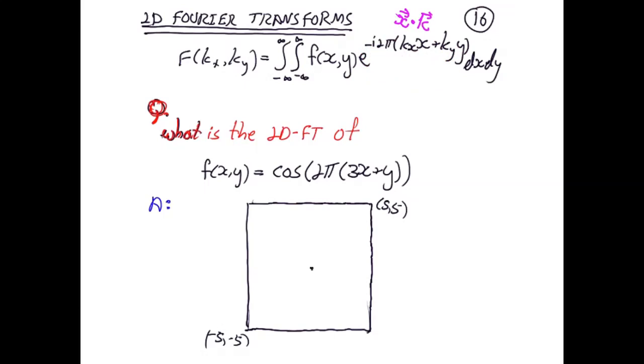So what is the two-dimensional Fourier transform of cosine 2 pi (3x plus y)? Should be four dots, I think. Really? Why four dots? It's a cosine. Because there are deltas, so there should be one on each side. That's right, so we can decompose it into two complex harmonics, and each complex harmonic would represent just one impulse. So it should be two impulses, and the question is where those impulses are going to be.